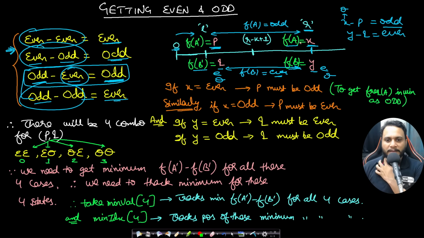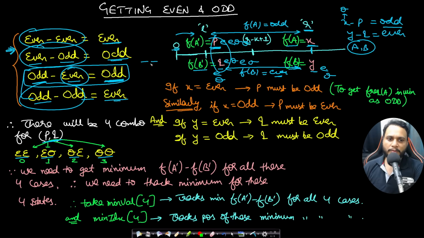So according to that, there will be 4 states that we will have to manage. 4 states. So given a combo p comma q, in this case I have taken a comma b as the combo, right? So if you have taken p comma q as the combo, then for that, either this p is even and q is even, or p is even and q is odd, or p is odd and q is even, or p is odd and q is also odd. So there will be 4 states: even even, even odd, odd even, odd odd.